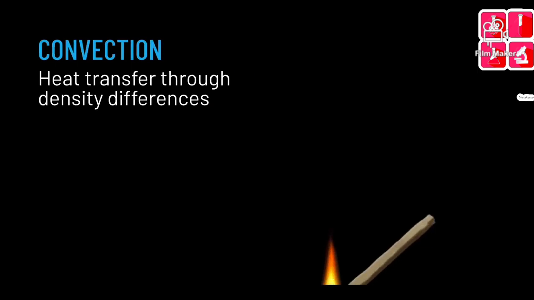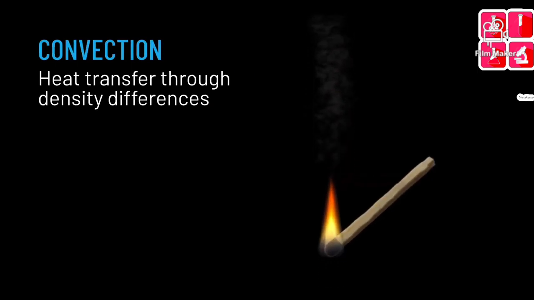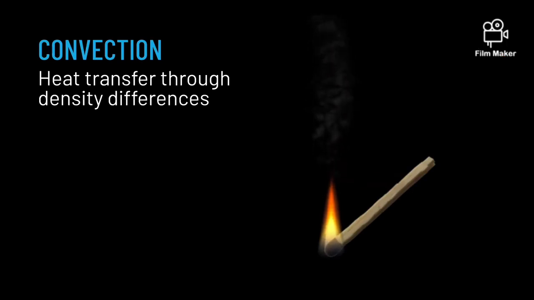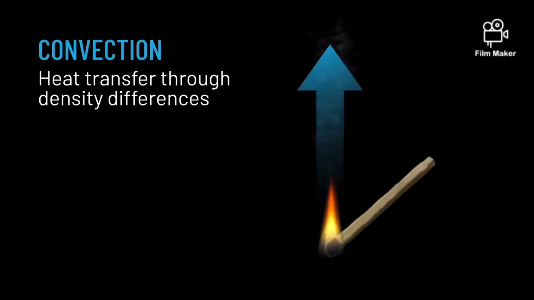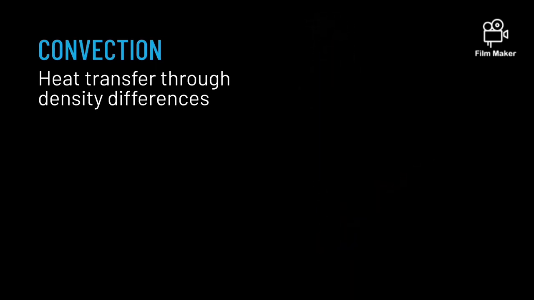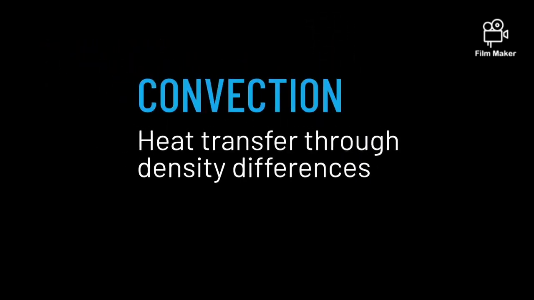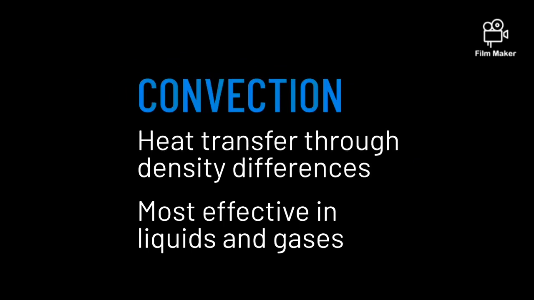Now, let's go back to the use of our match. I hope you know it's not a good idea to put your hand above a flame, because the energy from the flame will rise and it will burn your hand. What happens is that the energy from the flame makes the air around it expand and become less dense than the surrounding air. So this air flows upward and begins to rise, and as it rises, it transfers the heat from the flame to the surrounding air. This method is called convection. Convection occurs most effectively in liquids and gases.